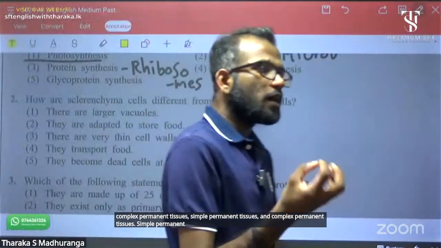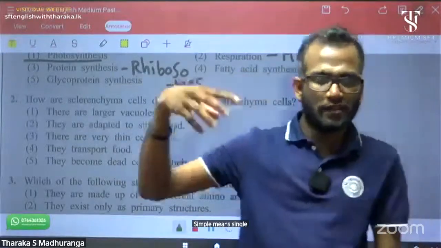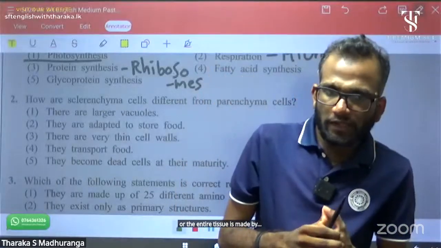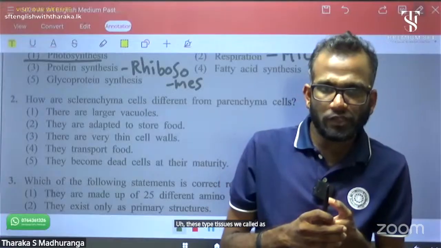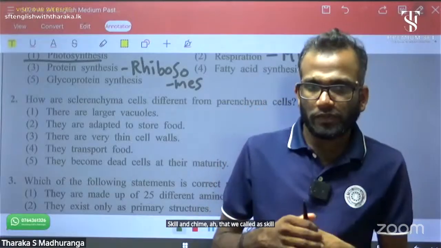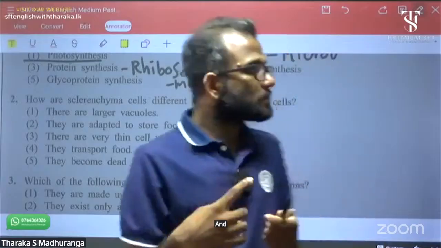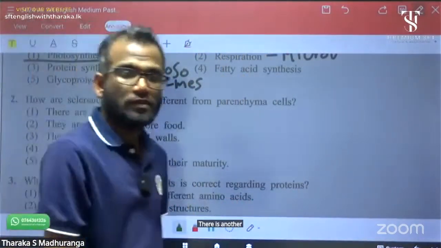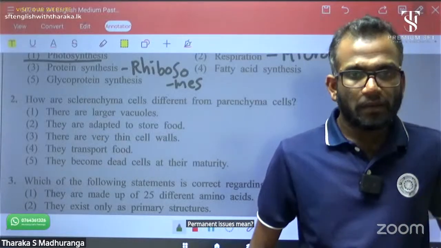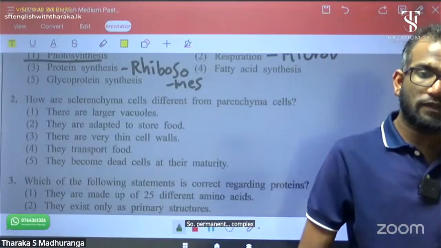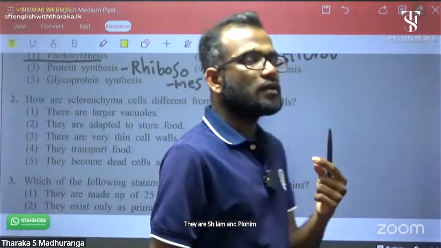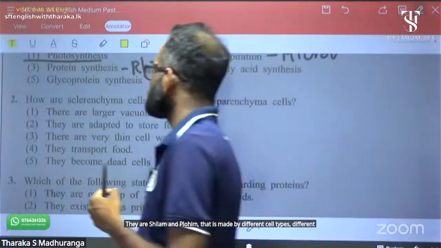Simple permanent tissues: simple means a single cell type. When the entire tissue is made by parenchyma cells, we call it parenchyma tissue. When the entire tissue is made by sclerenchyma, we call it sclerenchyma tissue. And there is another one, complex permanent tissues. What are the complex permanent tissues? They are xylem and phloem, made of different cell types.